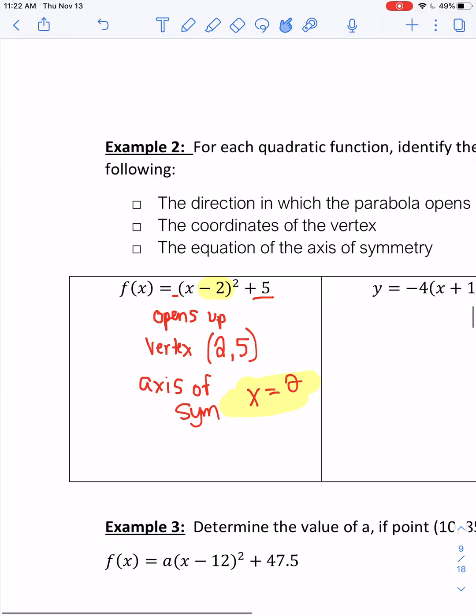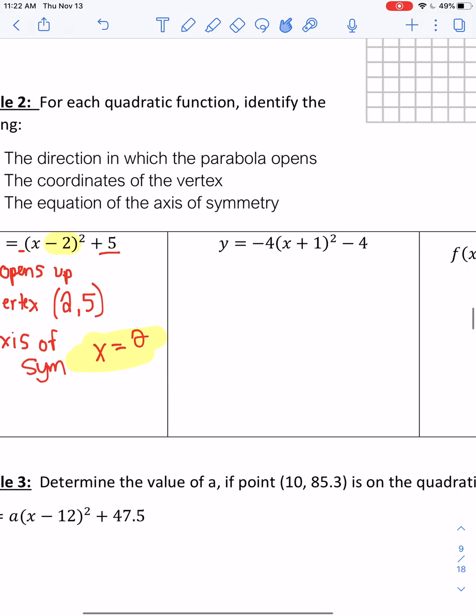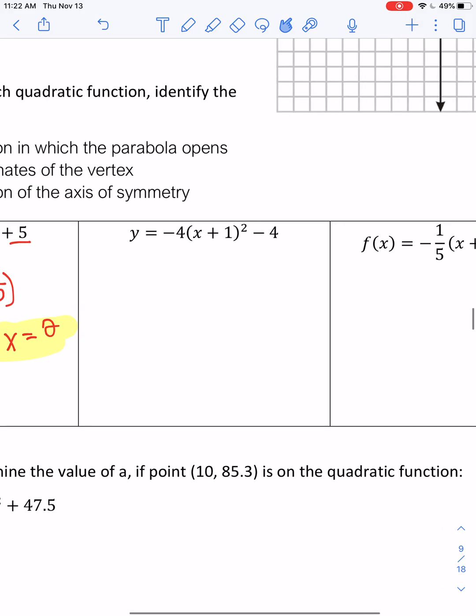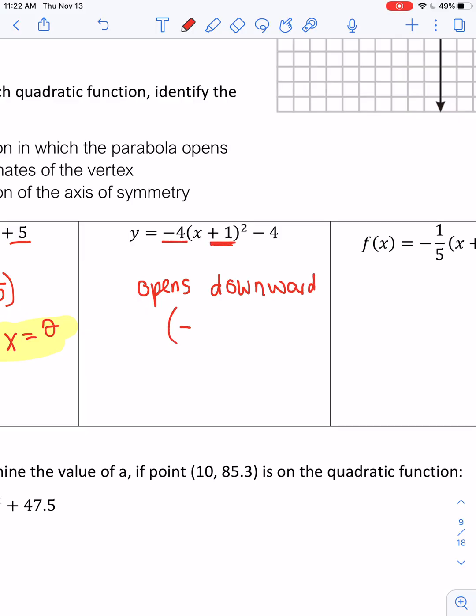And then you could graph this as well. I'm just going to keep motoring through these questions here. So the next one, the direction of the opening, because I have a negative a value, it's going to be opening down. My vertex, again, we're always going opposite sign of that x value, so it's going to be negative 1. And then the y value is the same sign, negative 4.